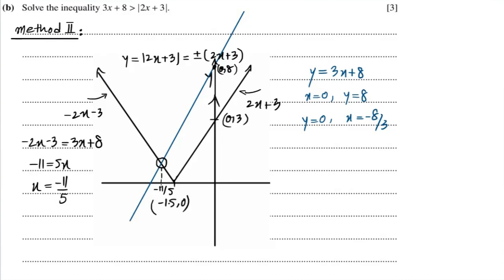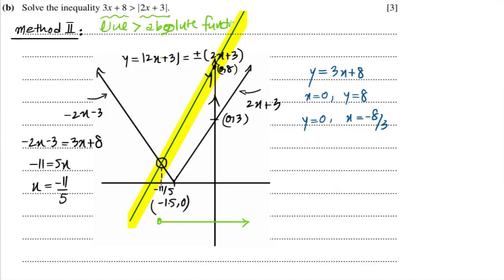Now listen carefully. Where is your line above the absolute function? Okay, that's the question. What part of your graph? So look at this line. Okay, this is a line, and look at the V graph. So where do you think your line is above the graph? Obviously, to the right side of minus 11 over 5.